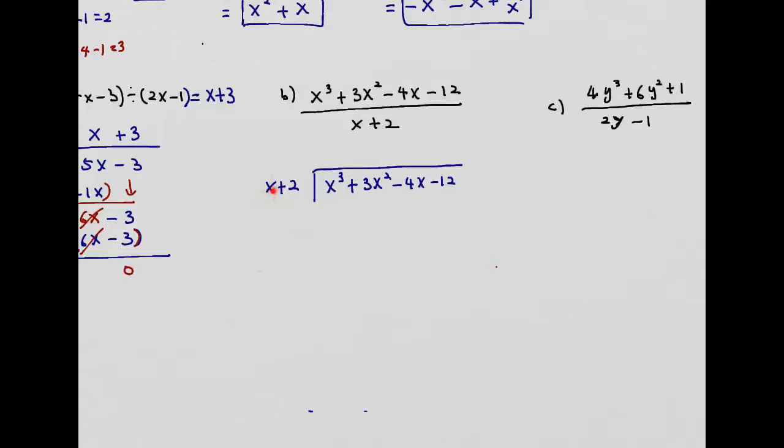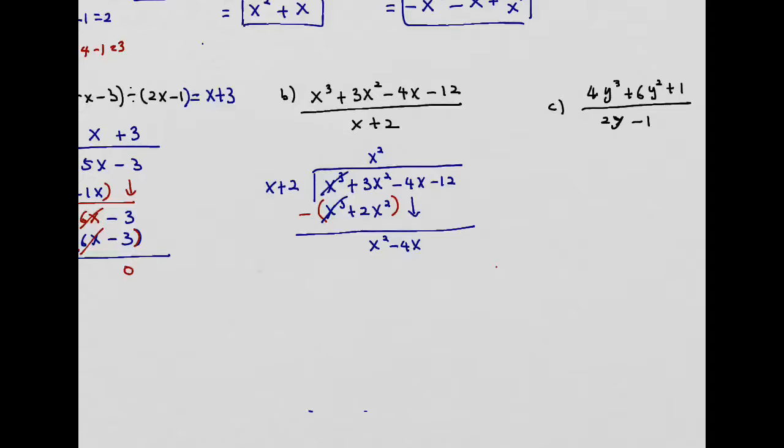And we start by asking, what do I need to multiply x by to become x cubed? That's going to be 2 more x, so it will be x squared. And that x squared, you're going to multiply by x plus 2. You get x cubed plus 2x squared. Now you're subtracting. When you subtract, the first term will cancel out. 3 minus 2, you get 1x squared. Bring down the next term, -4x.